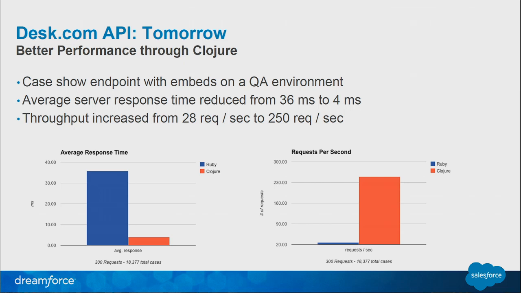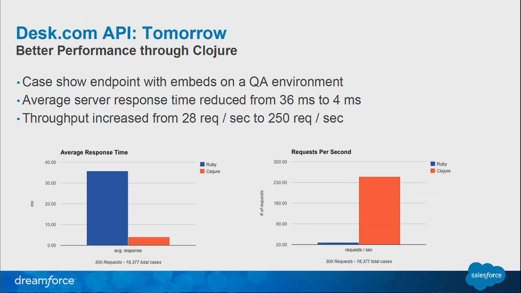So embedding is an interesting feature in our API that lets you return multiple resources with one request. So you can get the case, and say you also need the user that's assigned to that case, you want the group, you want the customer for it, you can pull all that down at one time. We were benchmarking this with a relatively high load.